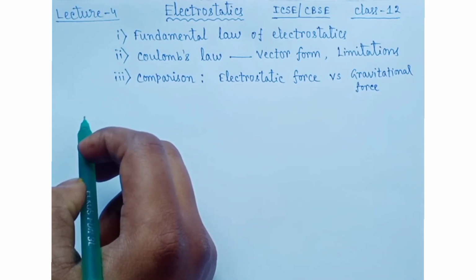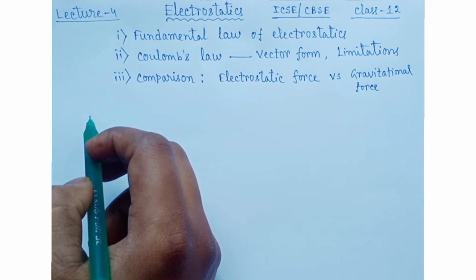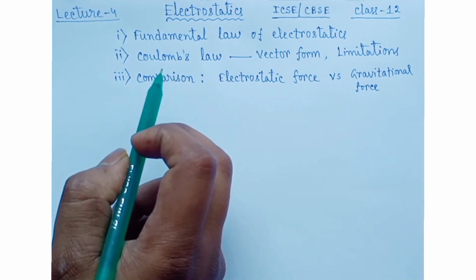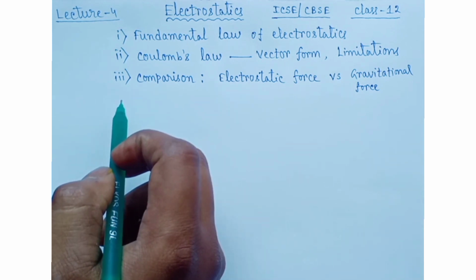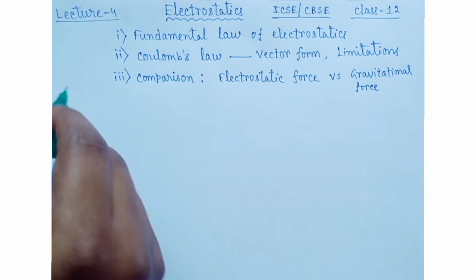In the last two lectures, we have discussed the production and distribution of electric charges. In this lecture, we will discuss the interaction between the charges. That means the fundamental law of electrostatics, Coulomb's law of electrostatics, its statement, vector form and limitations, comparison between electrostatic force and gravitational force, etc. So let's start from the fundamental law of electrostatics.